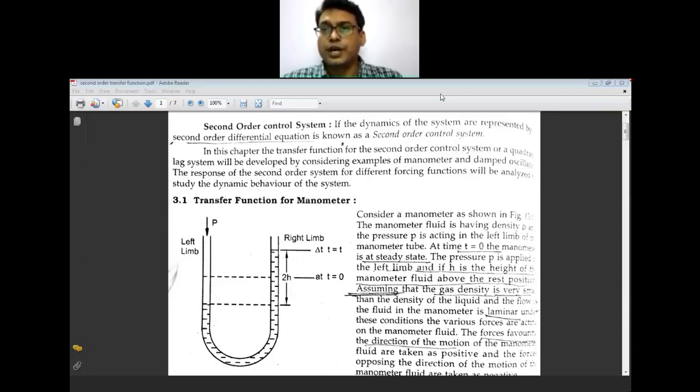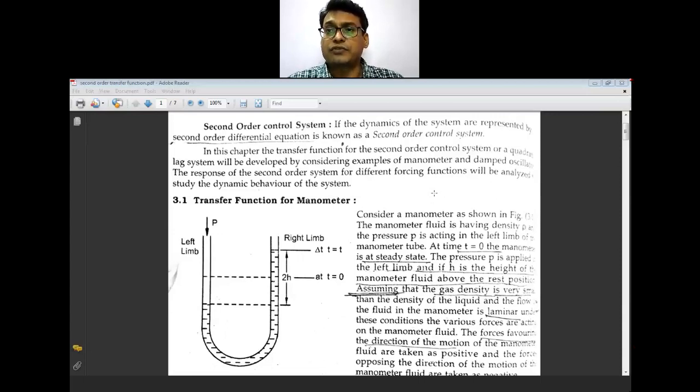Dear students, I welcome you to today's lecture related to understanding the transfer function of second order systems. Now there are different second order systems, that is, the manometer, damped oscillator, pendulum, and pneumatic control valve. These are the different second order systems in which the differential equation is of second degree.